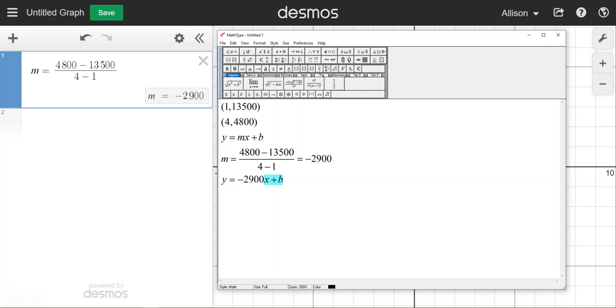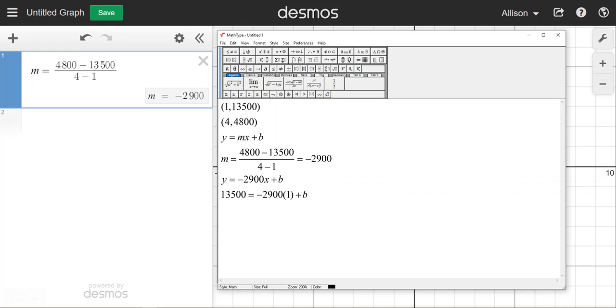All right, so just copying and pasting again here. I'm going to solve for b, and to solve for b, I need to take one of my ordered pairs and plug it in for x and for y. It doesn't matter which one, I get to choose. Whichever one I'm feeling looks nicer. I'm going to pick the top one. So the top one has an x value of 1 and a y value of 13,500.